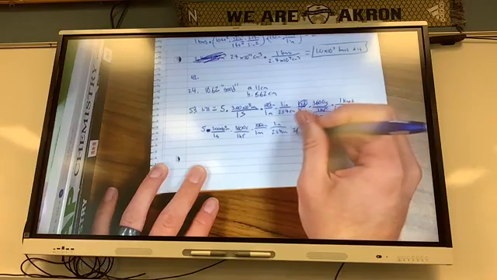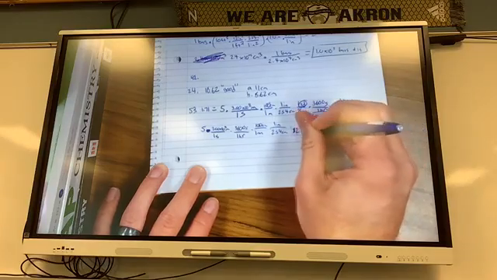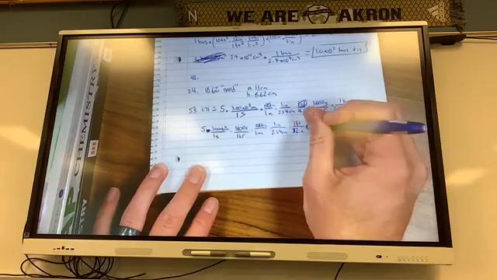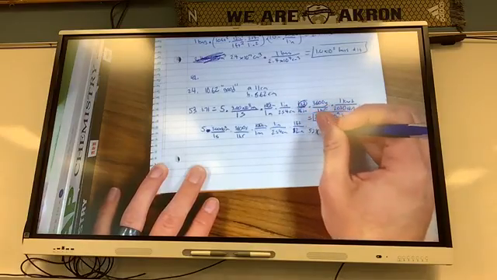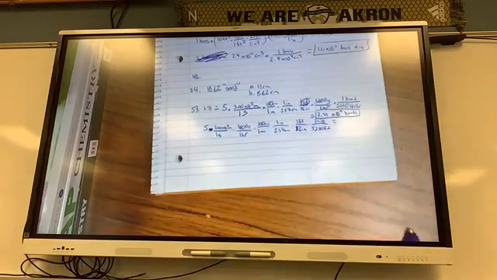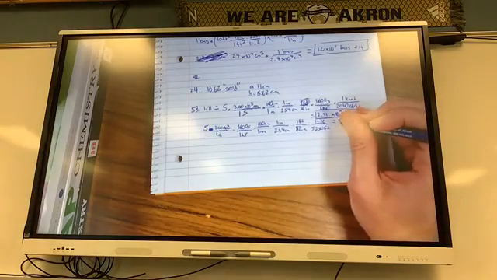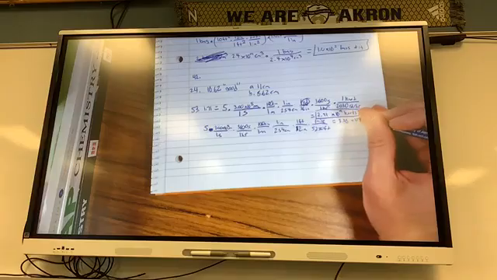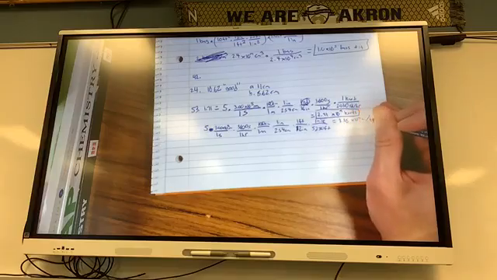There's 12 inches in a foot. And there is 5,280 feet in 1 mile. So that will give you your miles per hour. So you should get with that 3.36 times 10 to the 9th miles per hour.